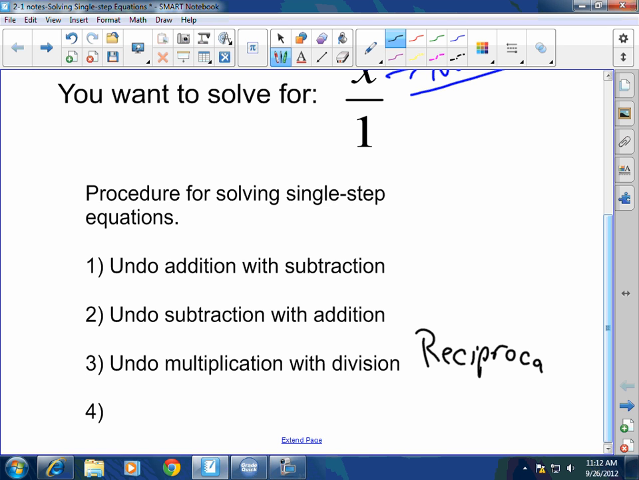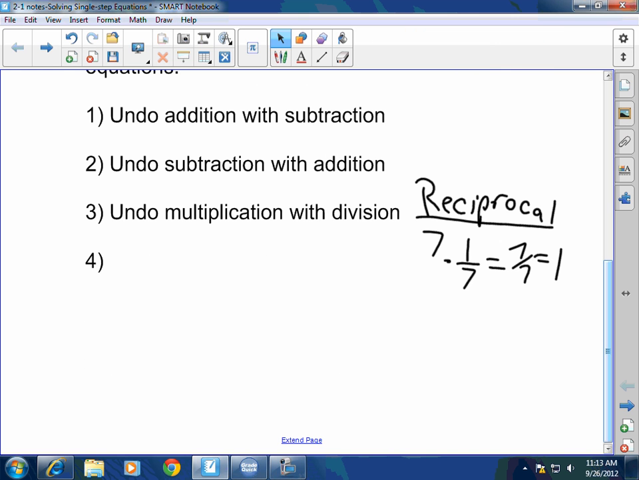Okay? If I have 7, the multiplicative inverse is the reciprocal of that, which is 1 over 7. When I multiply these together, I get 7 over 7, which equals 1. Whenever I use the multiplicative inverse, okay, my answer is going to be 1. That's why I undo or cancel multiplication with division.